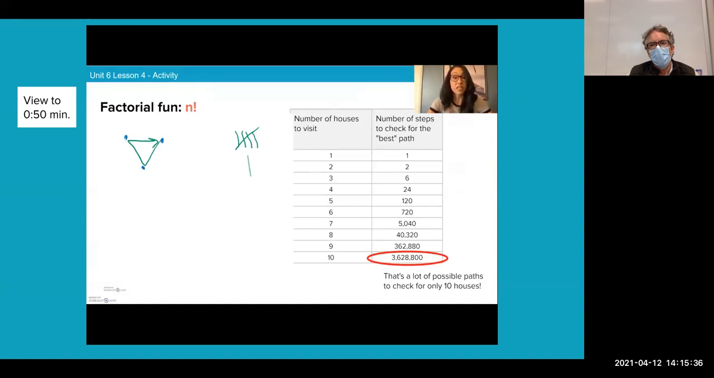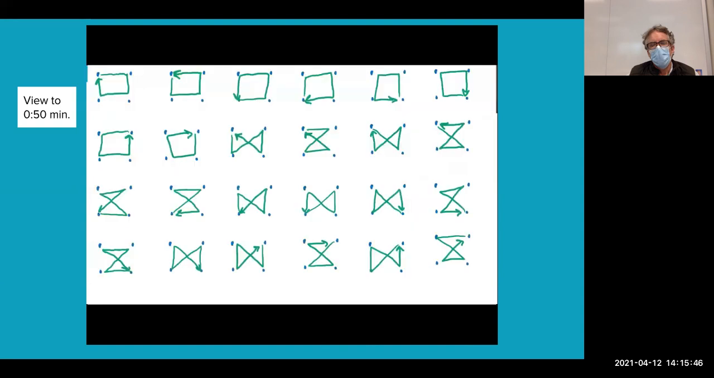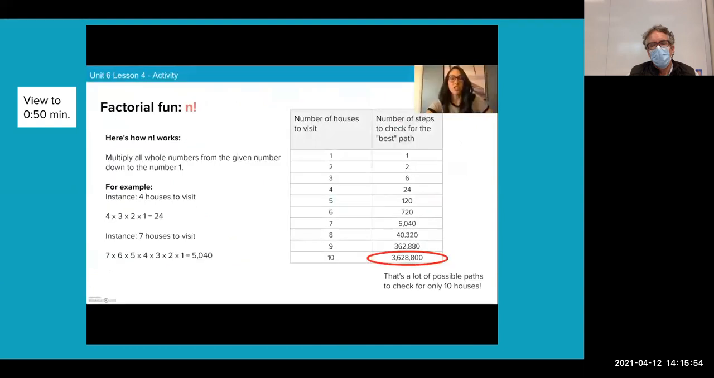Now 4 houses, that was your prompt earlier in this video. And according to this chart, we should have 24 different paths. If you didn't quite find all 24, that's okay. But here's what they all would look like. So hopefully you can see that with each new house that we add, the number of potential paths that have to be checked expands very quickly.